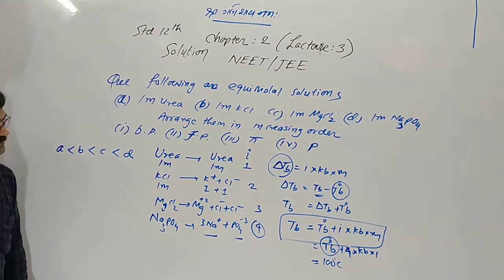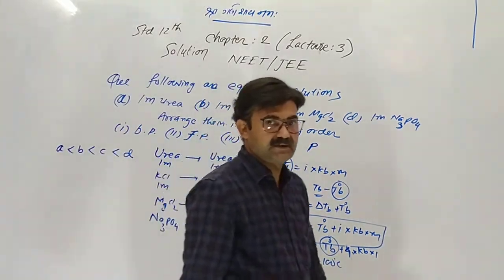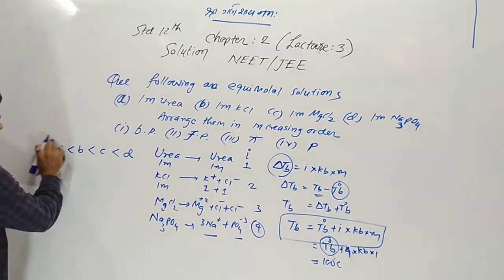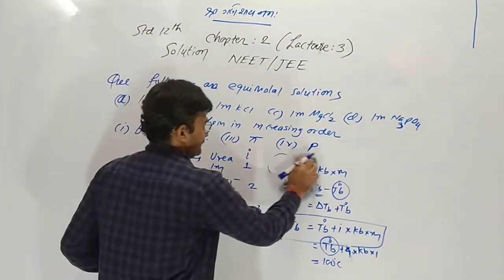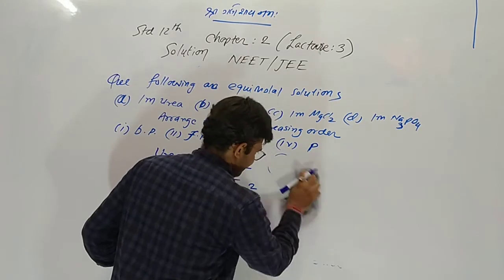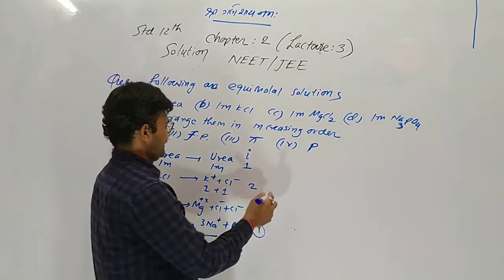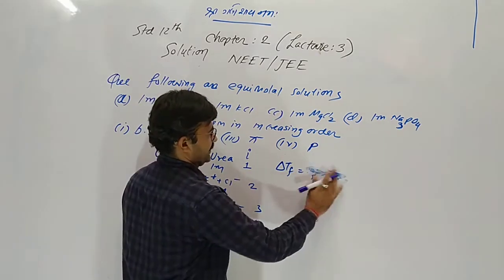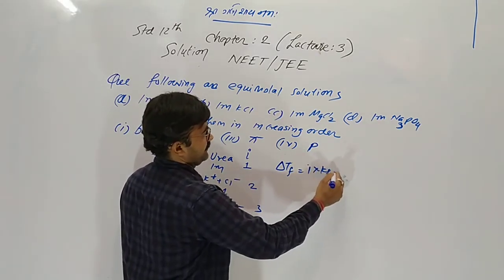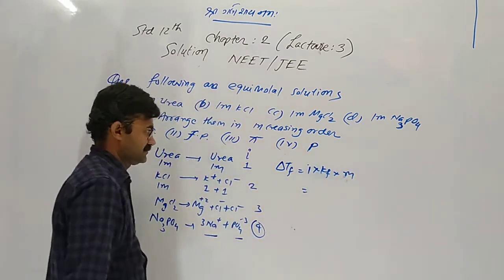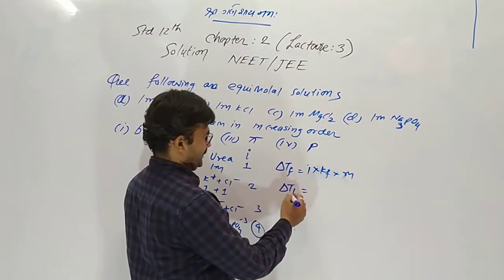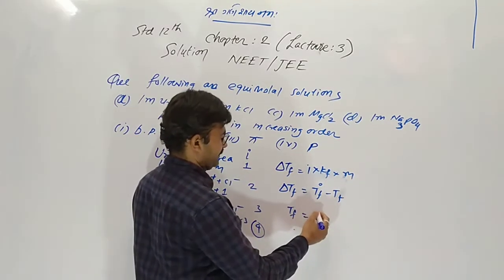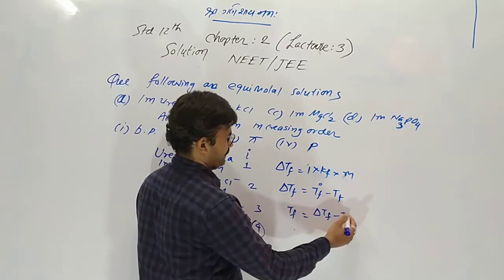Understood? Now freezing point. Yes. Second, 4 questions in 1 we are discussing. Here, delta Tf is equal to i into Kf into m. But delta Tf is equal to T degree f minus Tf. So, Tf will be T degree f minus delta Tf.